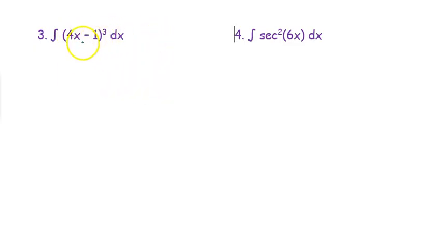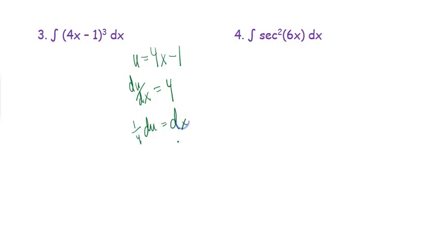If I was doing this as a U-sub, I would choose my u to be 4x minus 1. I want to add that 1 with it because it's going to go away when I take the derivative. So I take the derivative of u, du dx. Derivative of 4x minus 1 is 4. And I need to divide by 4 and multiply by dx because there's not a 4 in the problem. So I'm going to have 1/4 du equals dx.